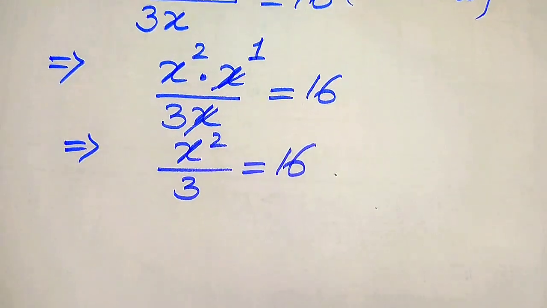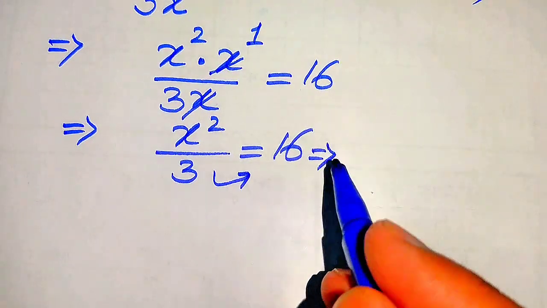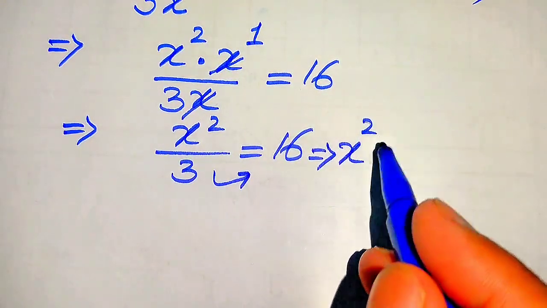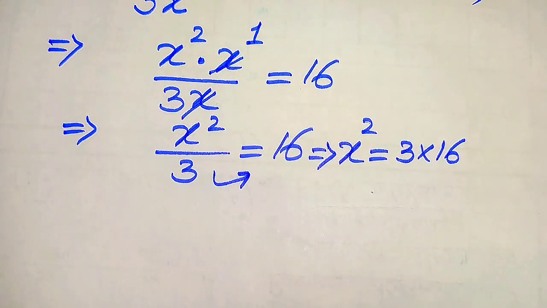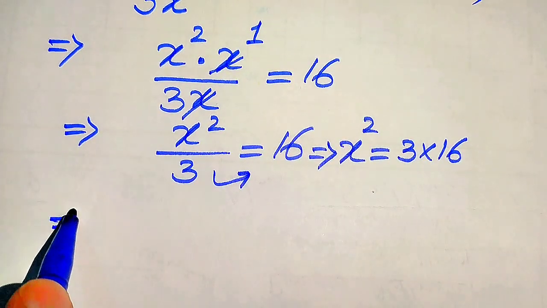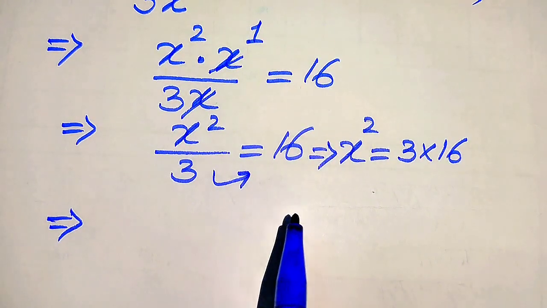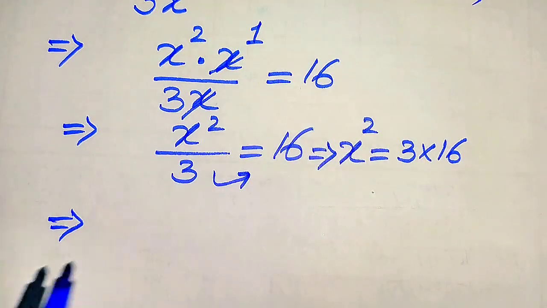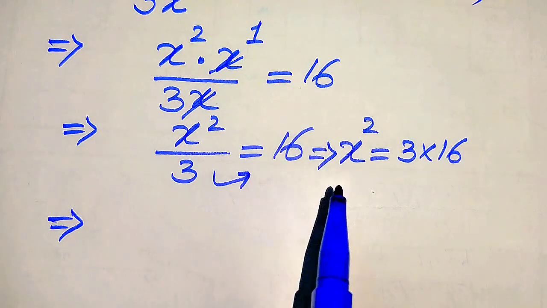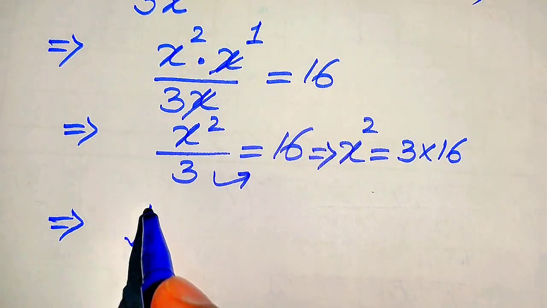And further in the next step we move this 3 to the right hand side. For this it becomes x squared is equal to 3 multiplied by 16. And now you see here we solve this problem for the values of x. For this we need to remove this square sign from the left hand side. So in order to remove the square sign, we need to take the square root on both of the sides.